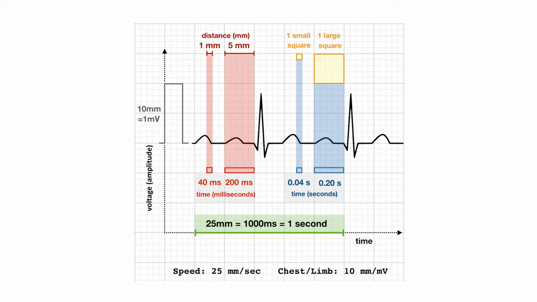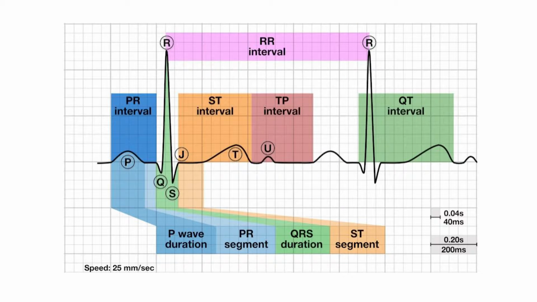Your little boxes are 40 milliseconds. Your big boxes are 200 milliseconds. So your PR interval should be less than one big box. And then when you're looking at the QTC, generally should be less than about 2.5 of the bigger boxes. And your QRS should be 3 little boxes. Does that make sense to everyone? Okay. And this is just a quick review on intervals.